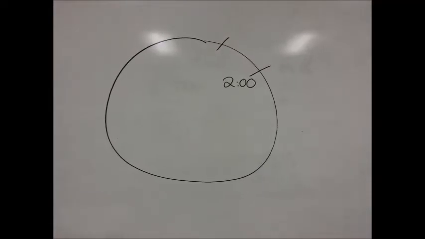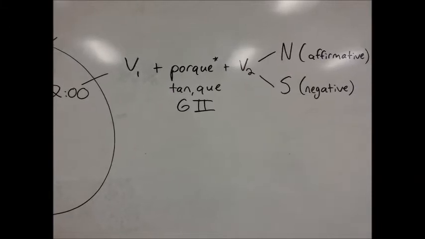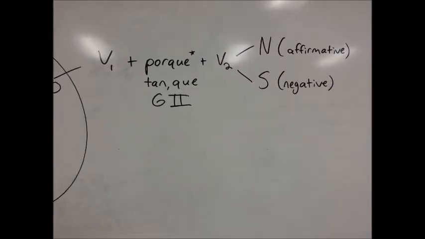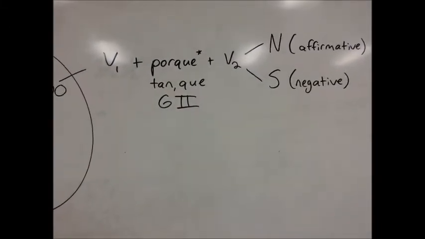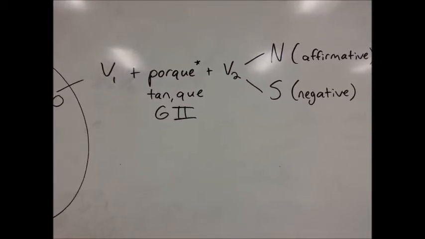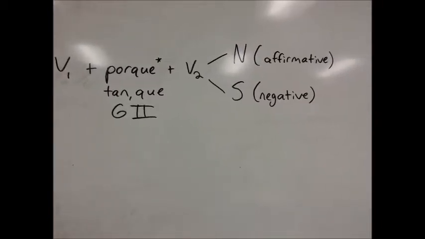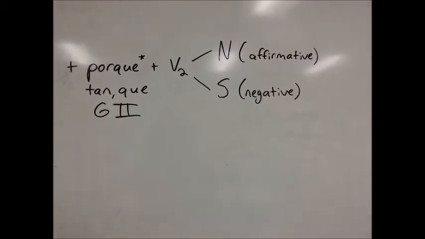In this video, I'll explain 2 o'clock, or a las dos. This is the structure for 2 o'clock. You start with a V1, which is the first verb in the sentence. Then you have porque, tan que, or a G2. After that comes V2, the second verb in the sentence, which has 2 options.